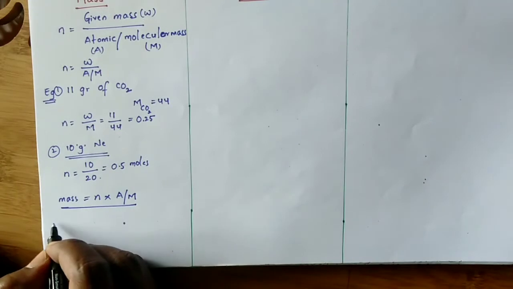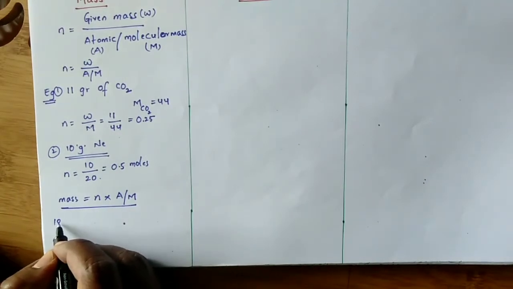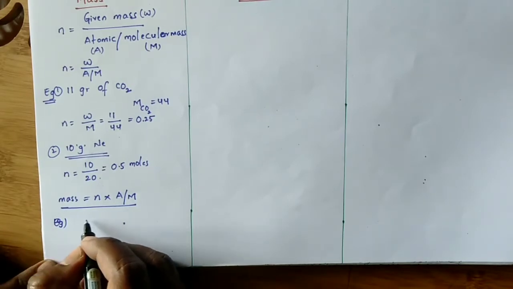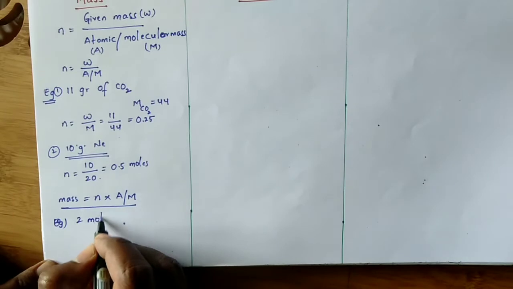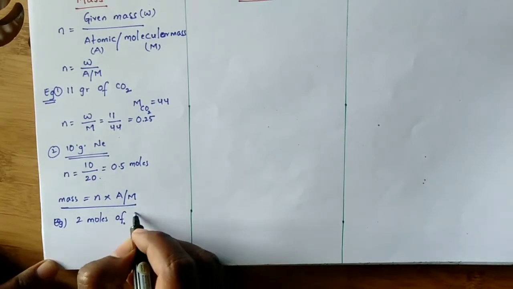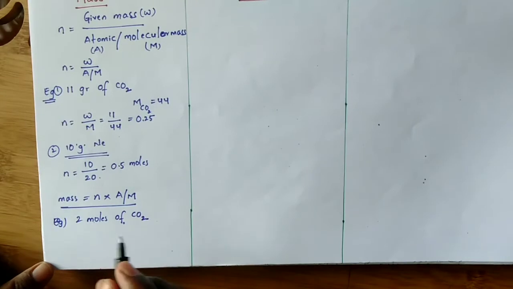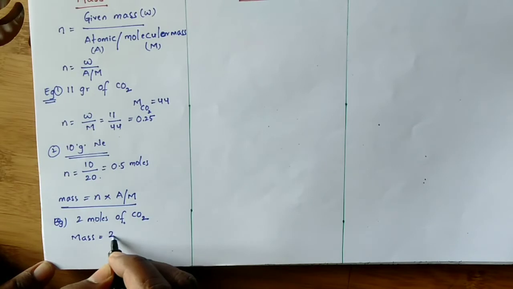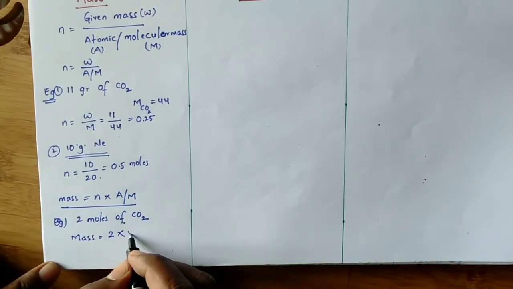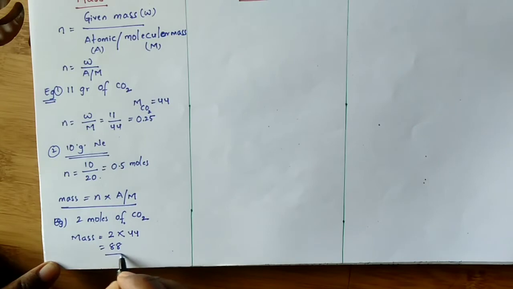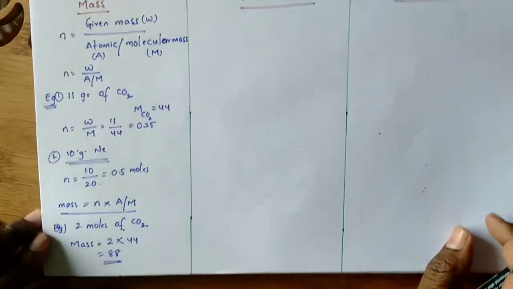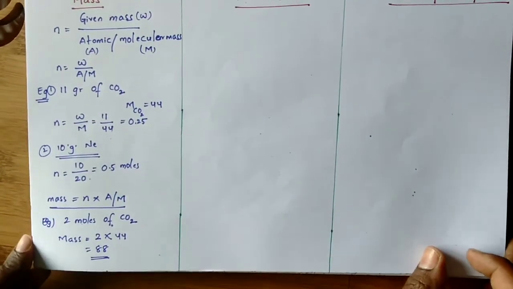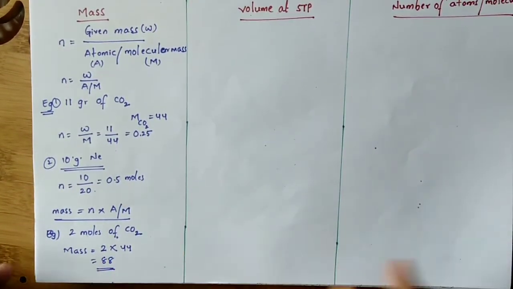For example, what is the mass of 2 moles of carbon dioxide? Mass of carbon dioxide is equal to number of moles, 2, into its molecular mass, 44. So 88. If you know the mass, you can find the number of moles. If you know the number of moles, you can find the mass of that substance. This is when we consider only mass.